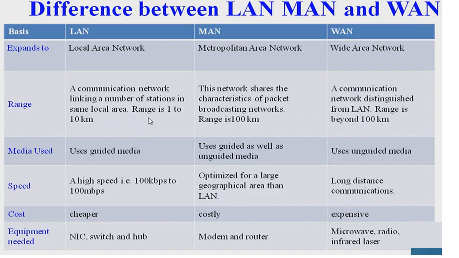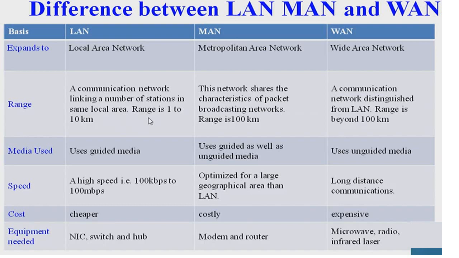And speed, if you take the local area network, it could be 100 kbps to 100 mbps. In the MAN connection, it is optimized for a larger geographical area than the LAN. Compared to LAN, it will be somewhat optimized. And in the WAN, longer distance communication can be done. You are able to make a WhatsApp call or a Skype call to your friends, family members or relatives who are in abroad countries in an easy way. That is through this network connection only.